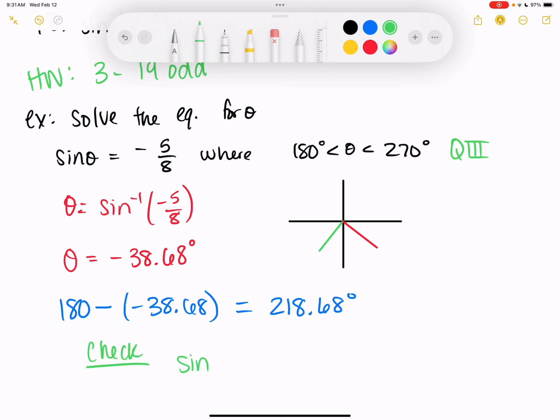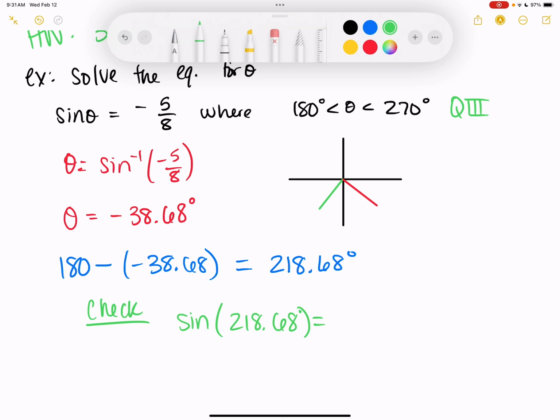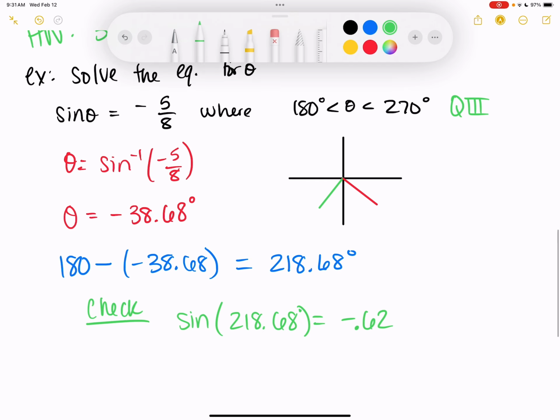We would do the sine of the angle that we just got, so sine of 218.68. And you're going to tell me what you get when you do that. I'm writing it down. Negative 0.62. Negative 0.62. Now, divide negative 5 by 8 and tell me what you get. So divide negative 5/8 into that. No, just divide negative 5 by 8. Whoa. It's like negative 0.625 or something, right?